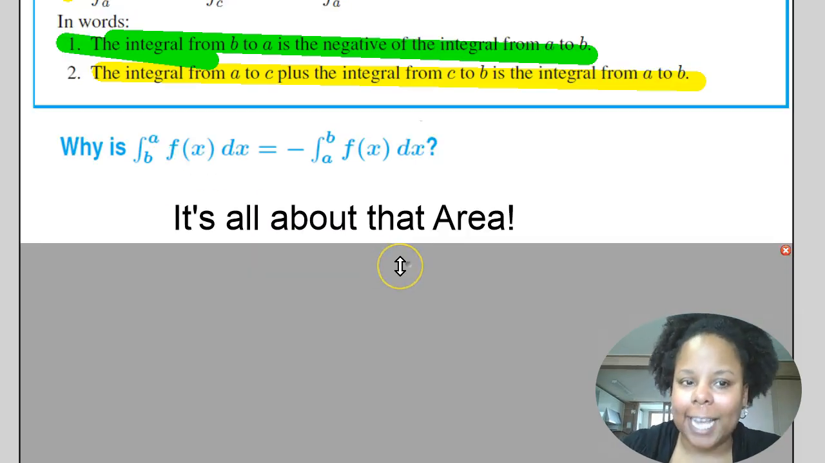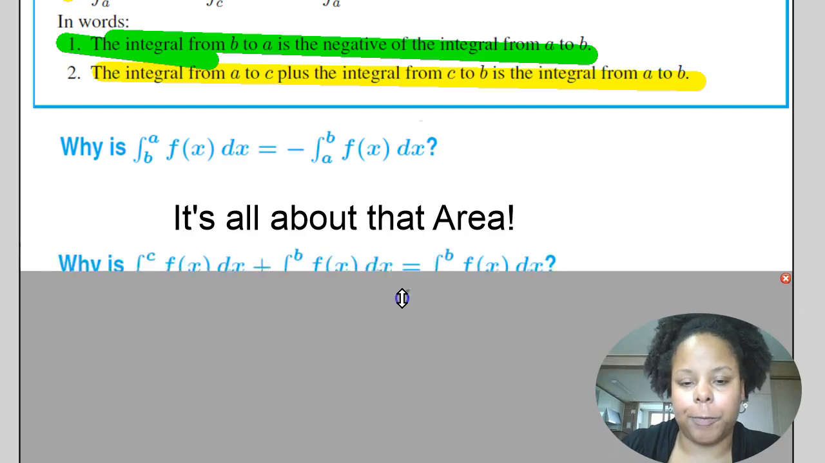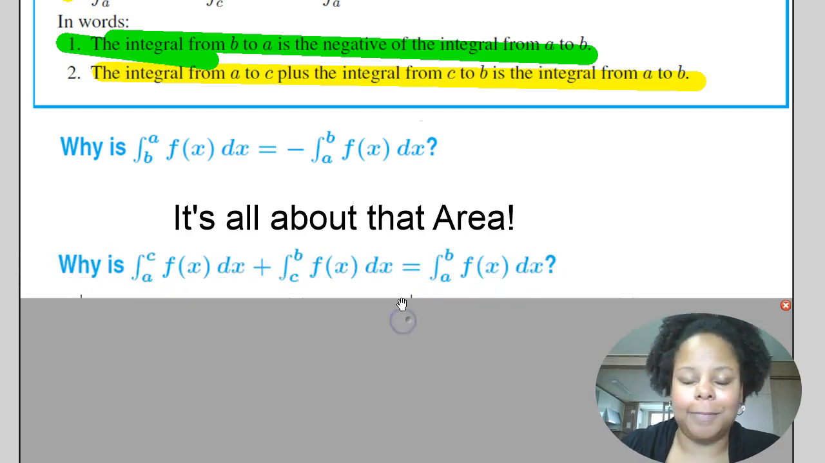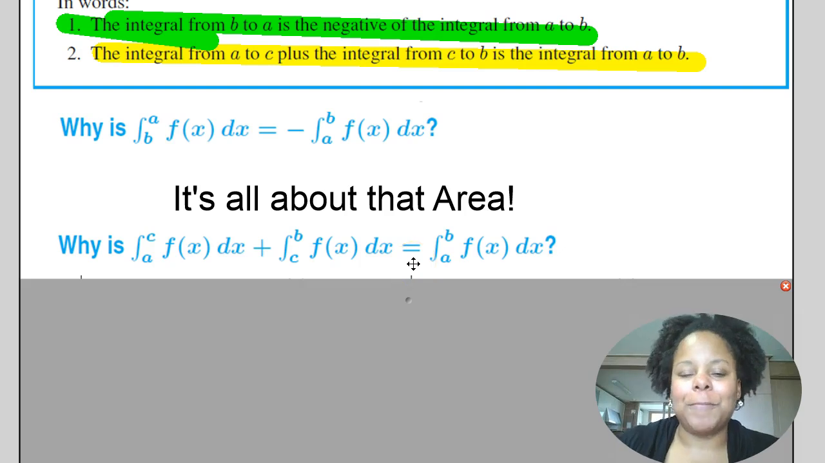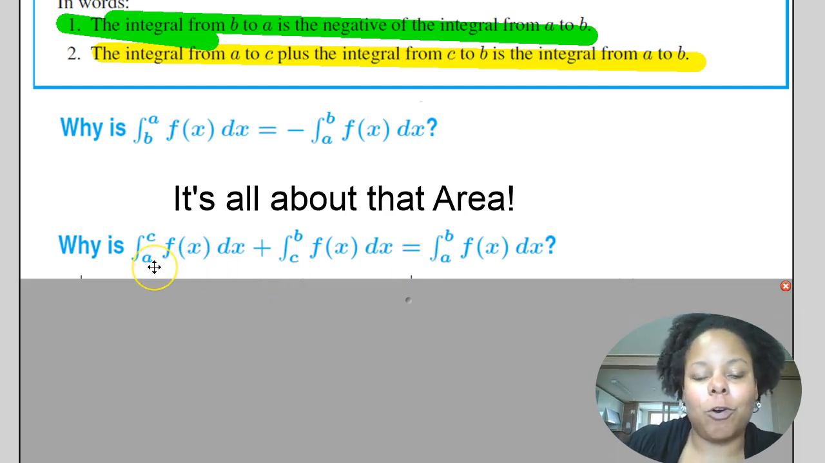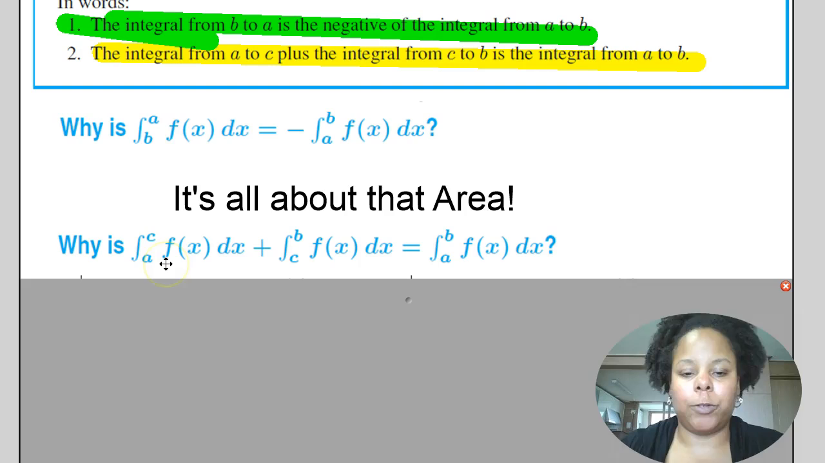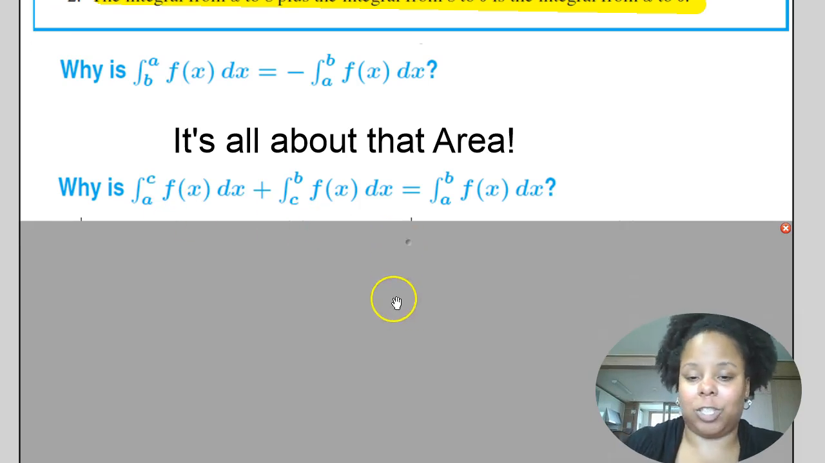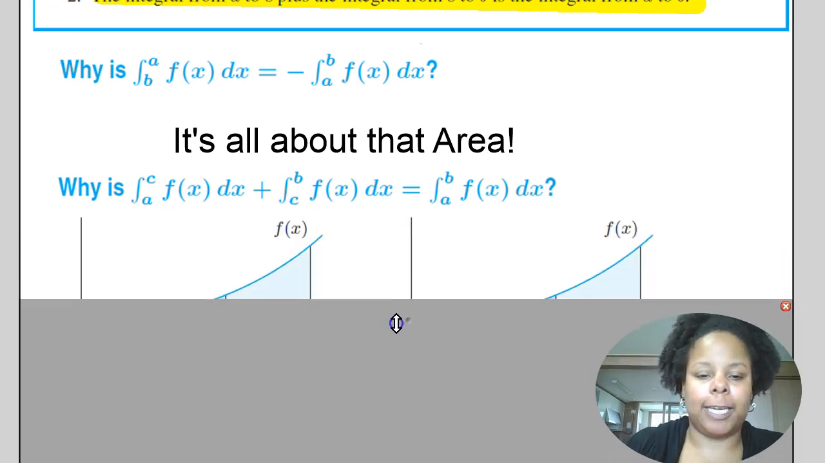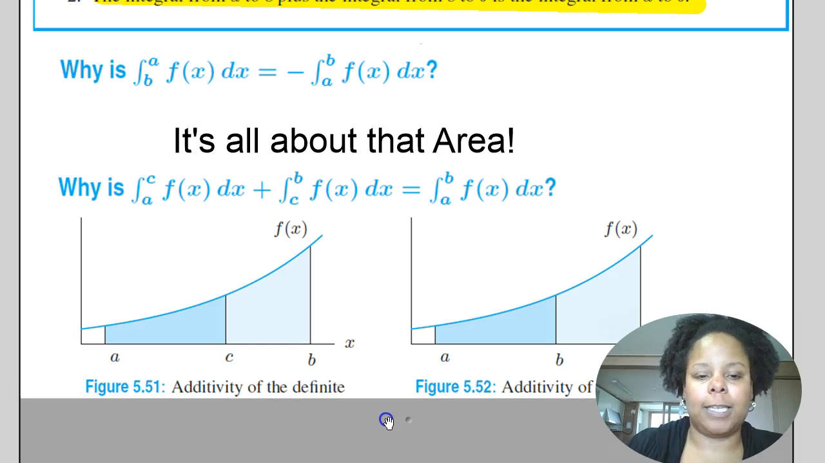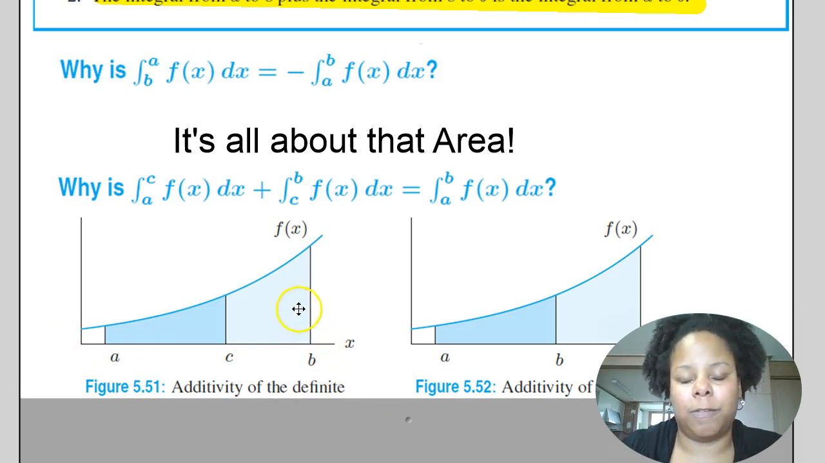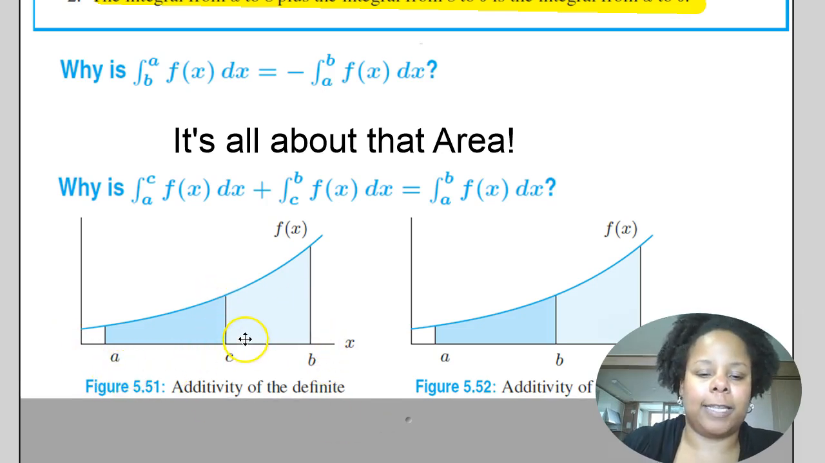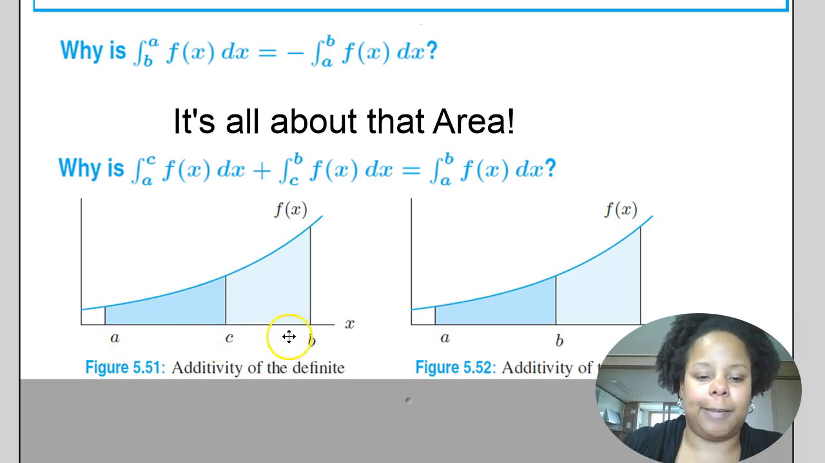To explain the second part of the theorem, it's all about the area. Of course I said a, b, and c. We don't know the relationship between them, but let's just assume that a is less than b. We're going to take a look at two examples. In this case, let's say f is a function above the x-axis, and c is between a and b.